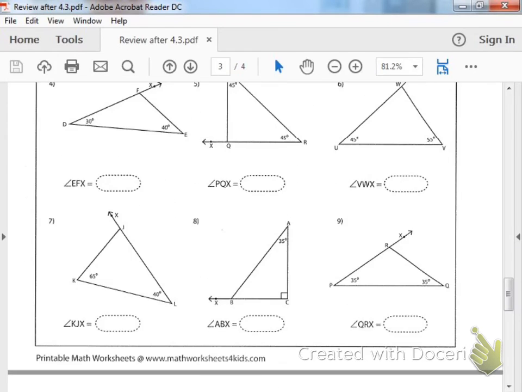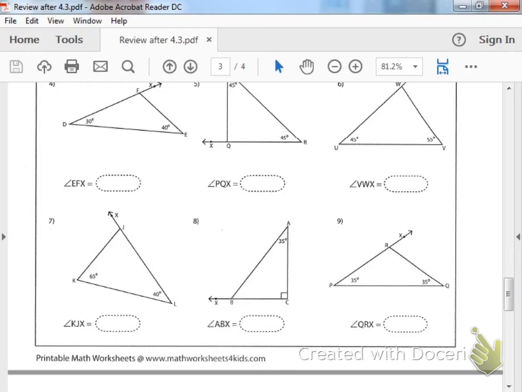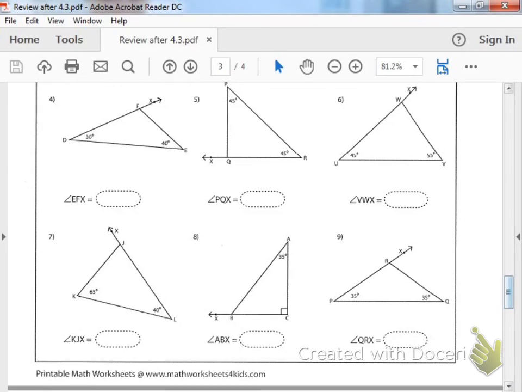All right, let's get the next. See if we can get them all up there at the same time. 30 plus 40 is 50. I'm at 70. Let's make sure. I always like to trace the angle first, just to make sure we're looking for the right angle. So EFX. Yes, that is the exterior angle. So 30 plus 40 equals 70.